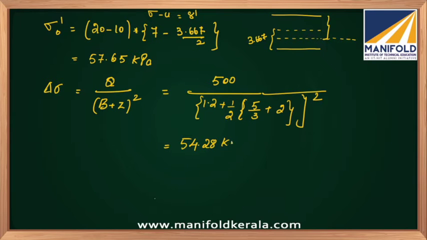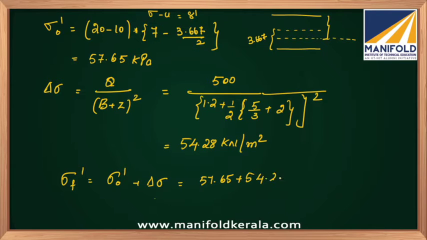54.28 kilonewton per meter square, whereas sigma F dash equal to sigma naught dash plus delta sigma is equal to 57.65 plus 54.28. So the final effective stress would be the sum of the initial effective stress plus the change in, the additional stress which is transmitted by placing the load on its surface, 111.93 kilonewton per meter square.